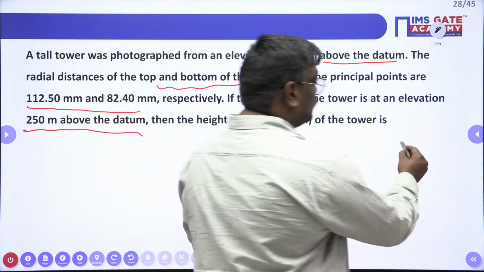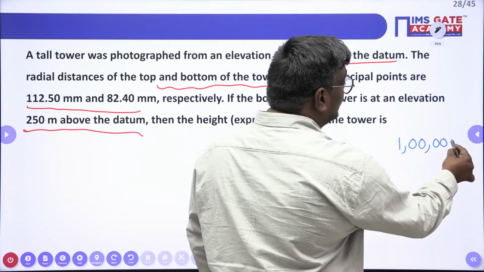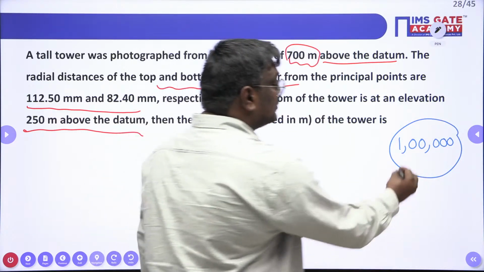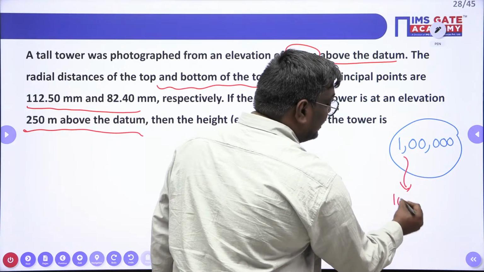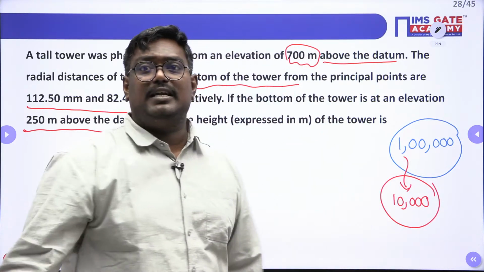If I observe the statistics, if 1 lakh students attempt GATE, only 10,000 students qualify. So you are competing with just 10,000, my dear students.